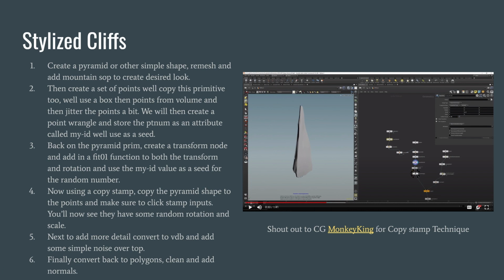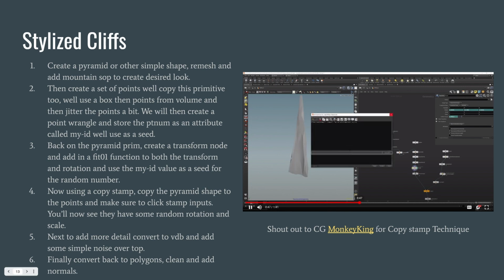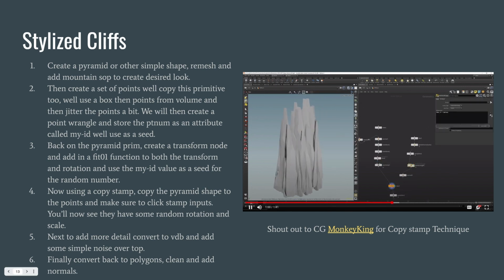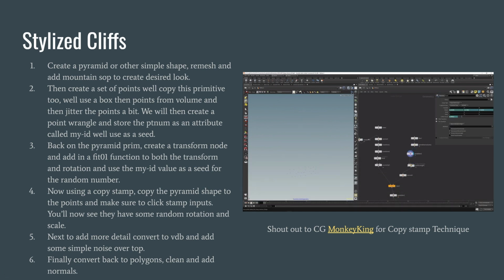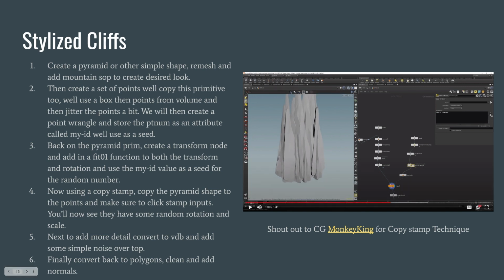The next thing we're going to do is create a series of points that we can copy this to. So we're going to create a box and use a point from volume, and we're going to get points inside that volume. We're going to add an attribute called ptnum, and we're going to use that as a seed for this copy and stamp node.